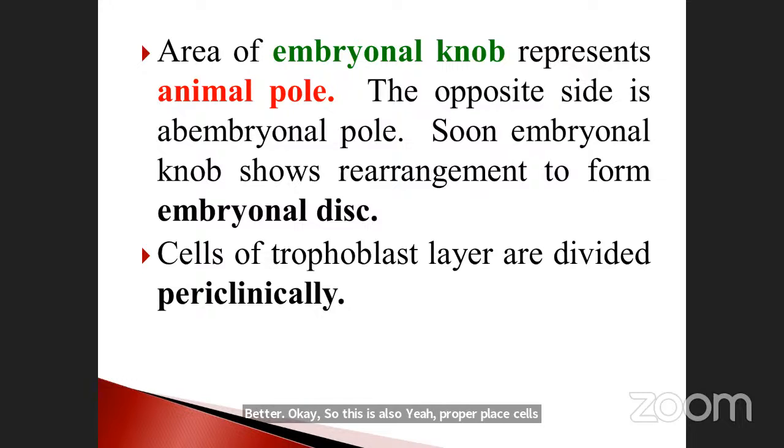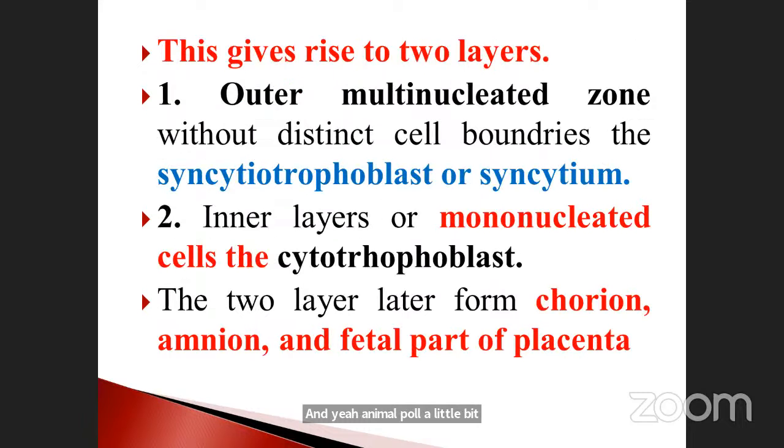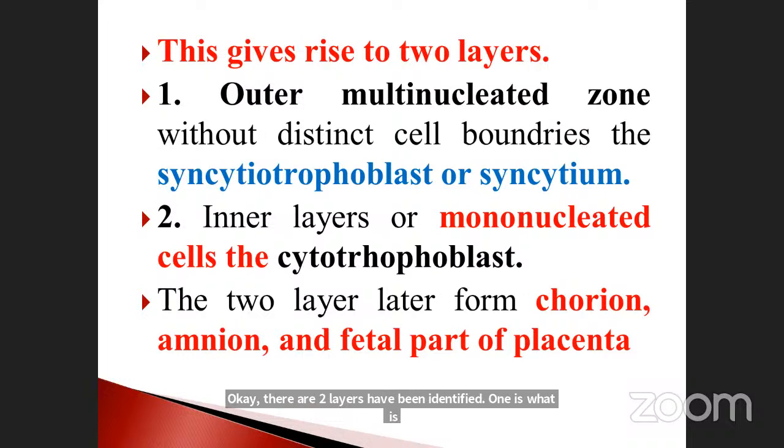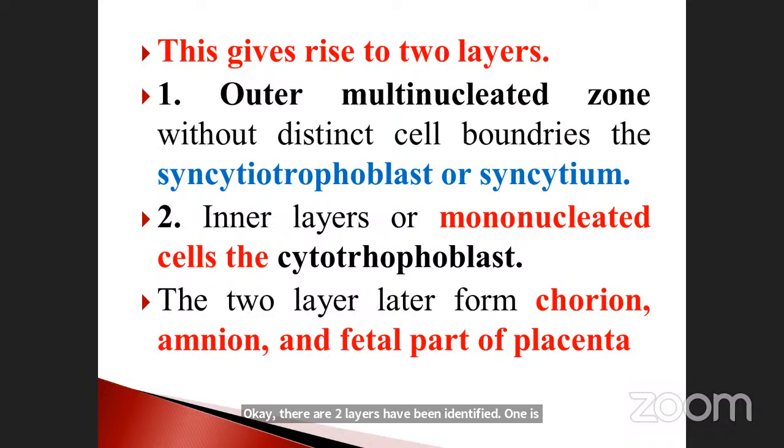Embryonic disc also. Periclinally, the layer is also divided. Okay, there are two layers that have been identified. One is the outer multinucleated zone, called the syncytiotrophoblast or syncytium. The inner layer is called mononucleated, that is called what?